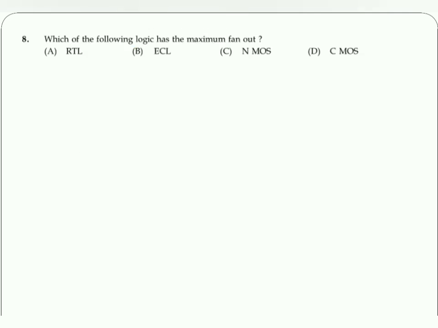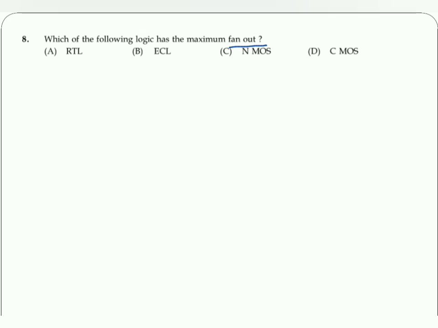Next one. Which of the following logic has the maximum fan out? From the given options, we have to find out which logic gate has the maximum fan out. These types of questions were asked many times in UGC NET. They will give logic families like CMOS, NMOS, ECL, and they will ask some questions on their properties. So let us solve this question. First of all, what is meant by fan out? Fan out of a logic gate is the number of its output connections to other gates.